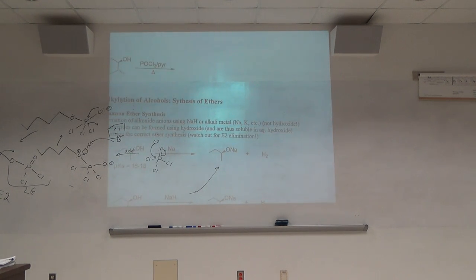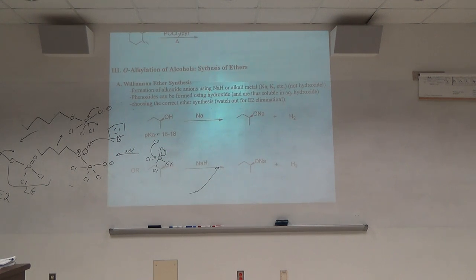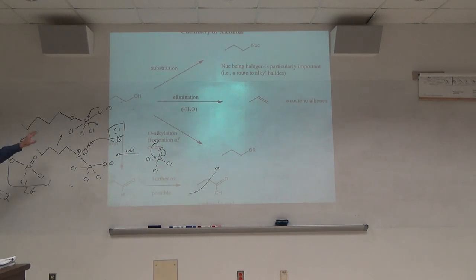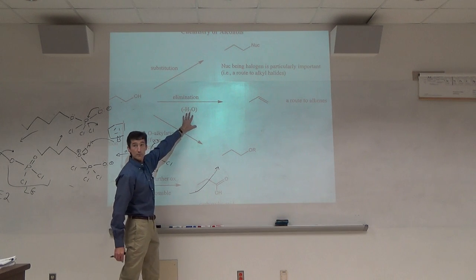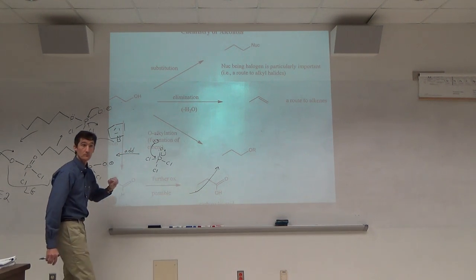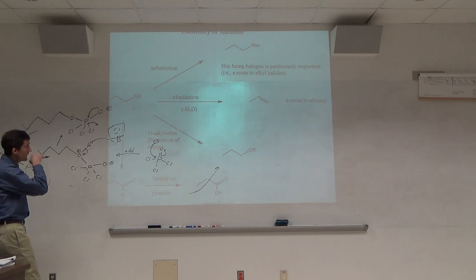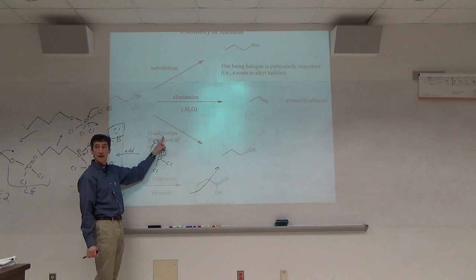Okay. Let's start fresh here. Oh, alkylation. What's it, the green sheet? We've done substitution of alcohol. We just did elimination where you essentially remove water. Next, we're going to do O-alkylation. We're going to put an alkyl group on the oxygen.